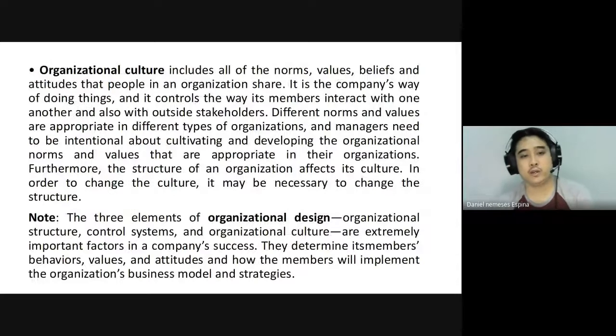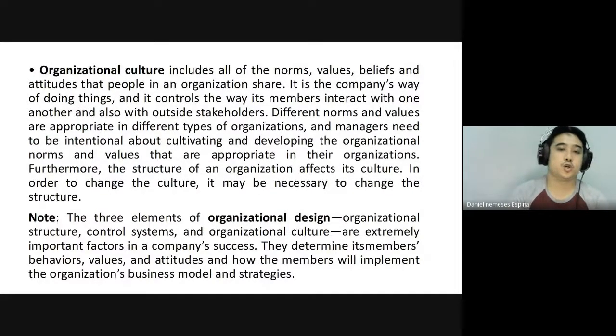Then lastly, you have the organizational culture. It includes all of the norms, values, beliefs, and attitudes that people in an organization share. So it's actually how the employees or management behave inside the organization. So what are their values? What are their beliefs? It is the company's way of doing things, and it controls the way its members interact with one another.